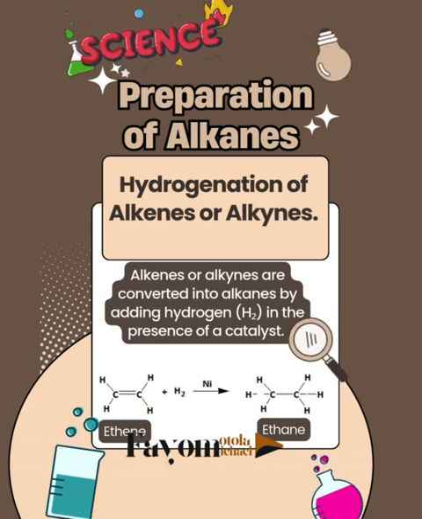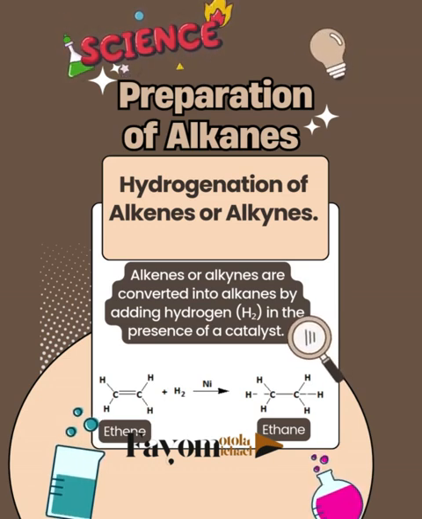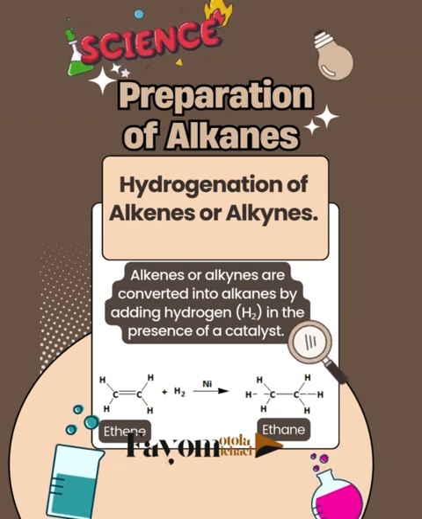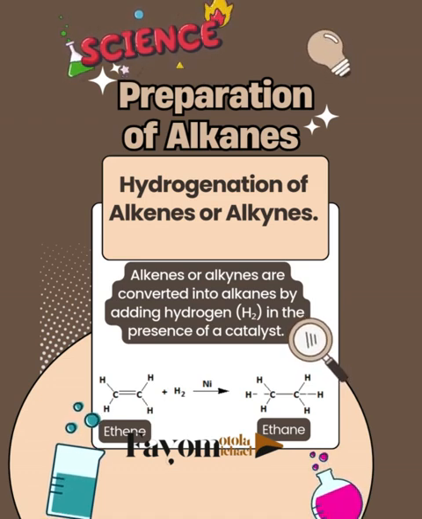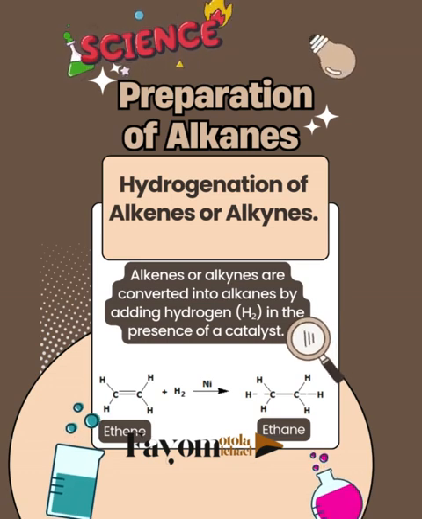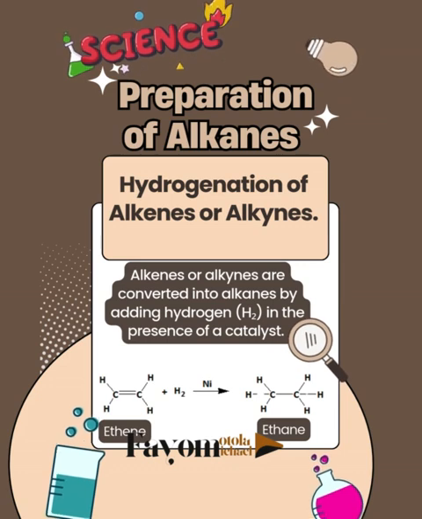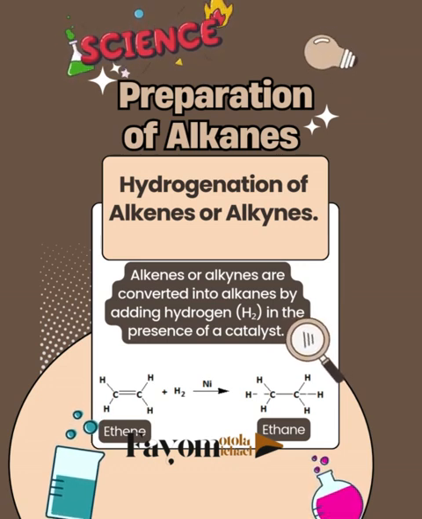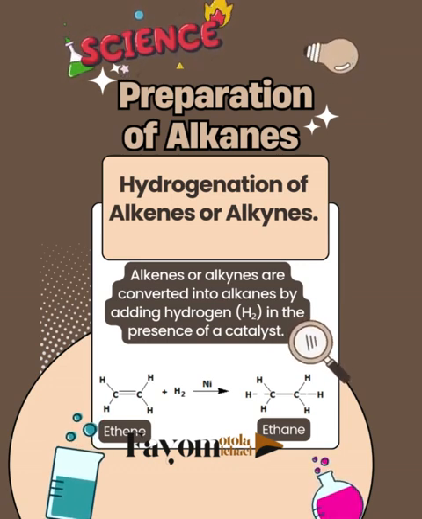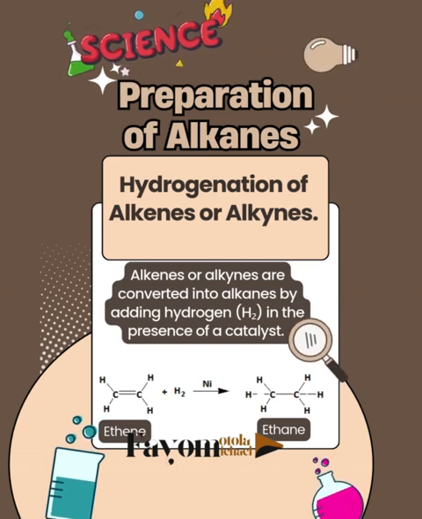Alkenes and alkynes are converted into alkanes by adding hydrogen in the presence of a catalyst such as nickel, platinum, or palladium. And this process is called catalytic hydrogenation. In this process, you have ethene reacting with hydrogen to give ethane.